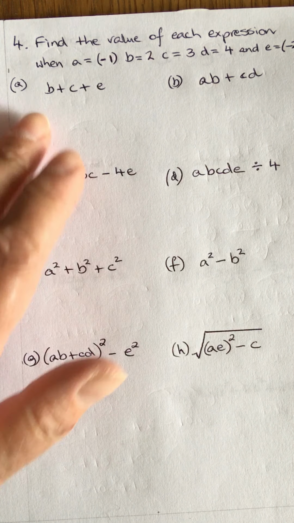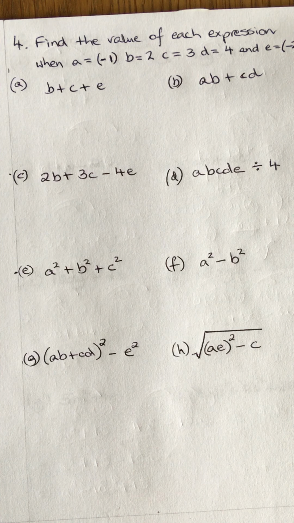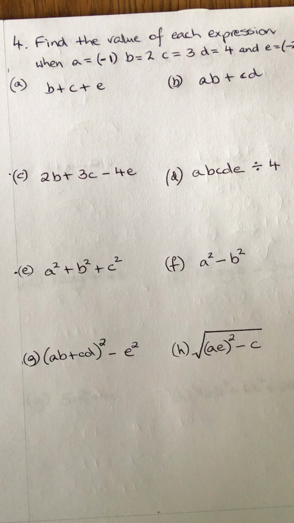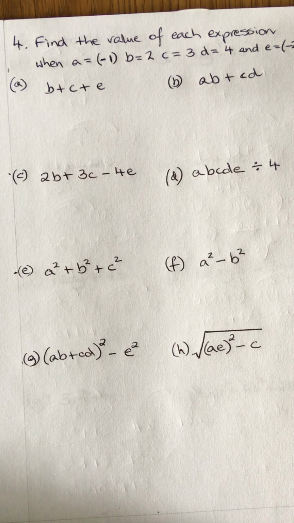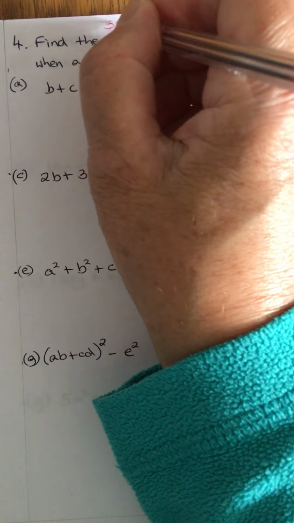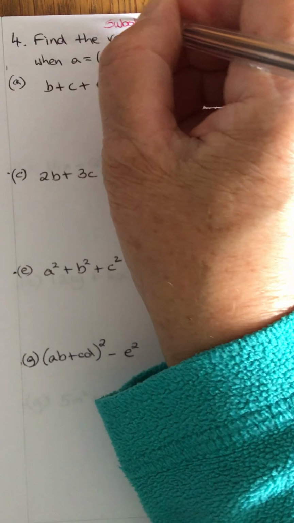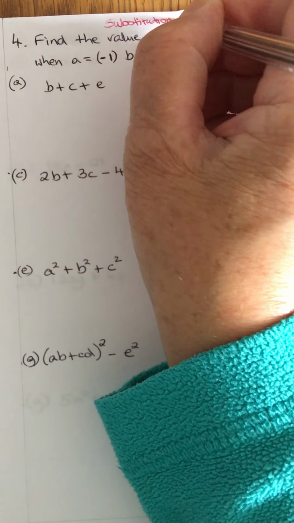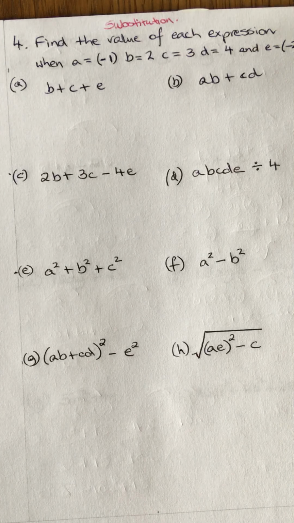Okay, now moving on to question 4. Find the value of each expression when a equals -1, b equals 2, c equals 3, d equals 4, and e equals -2. This is a substitution question. That means we're going to substitute numbers in place of the letters so that we can then get an answer.